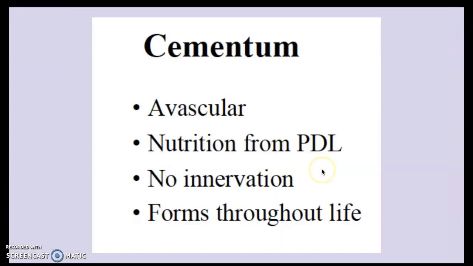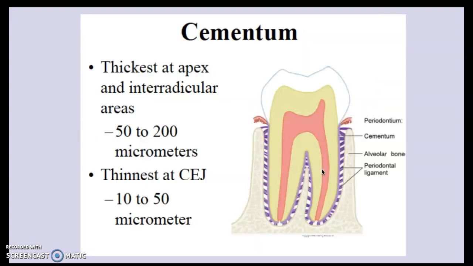Cementum has the least. Cementum is avascular, which means it doesn't have any blood supply, it doesn't have any nerves, it gets its nutrition from the PDL, and it forms throughout life. Imagine, you know how we just learned these instruments? Imagine if cementum had nerves or innervation, how much pain we would all be in, because we didn't know what we were doing. So the cementum is thickest at the apex and in the interradicular areas. It's 50 to 200 micrometers, and it's thinnest at the CEJ, which is 10 to 50 micrometers.